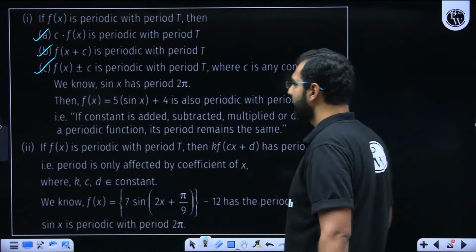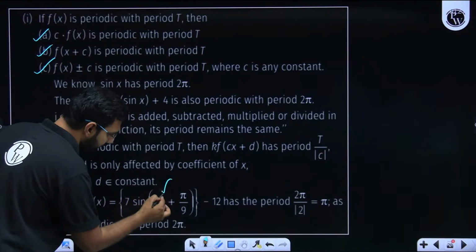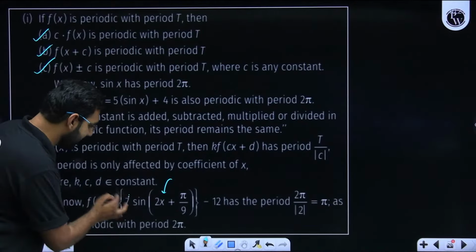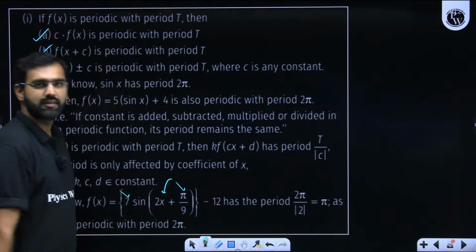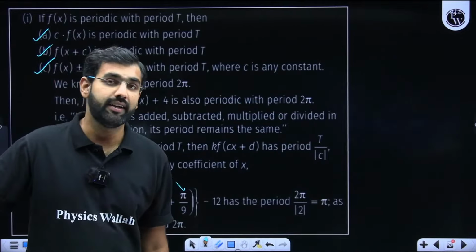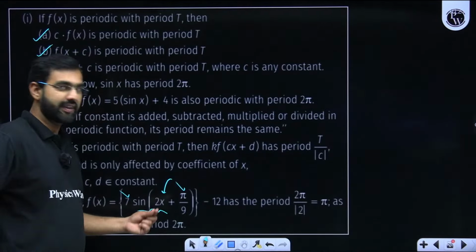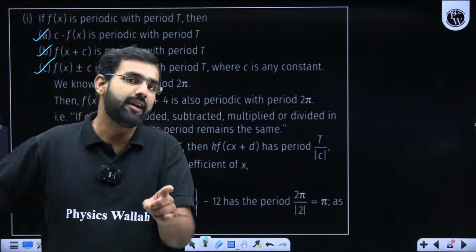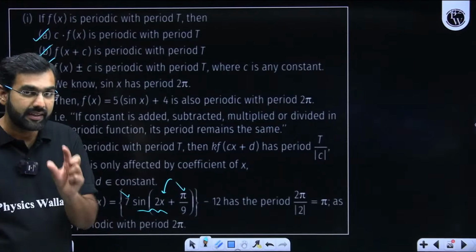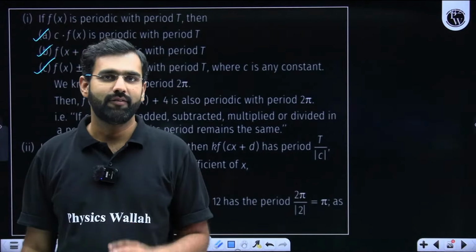But what is the challenge? The challenge is simple. If you are multiplying a value to x, for example, 7 sin of 2x plus pi by 9, this 7 doesn't matter. This pi by 9 doesn't matter. So you just look at this sin 2x. Tell me the period of sin x. Sir, for sin x, it is always 2 pi. But it is 2x. So divide that period by the coefficient of x. The coefficient of x is 2. Take its mod, magnitude, absolute numerical value, which is 2. So 2 pi by 2 will be pi, and that will be the period.